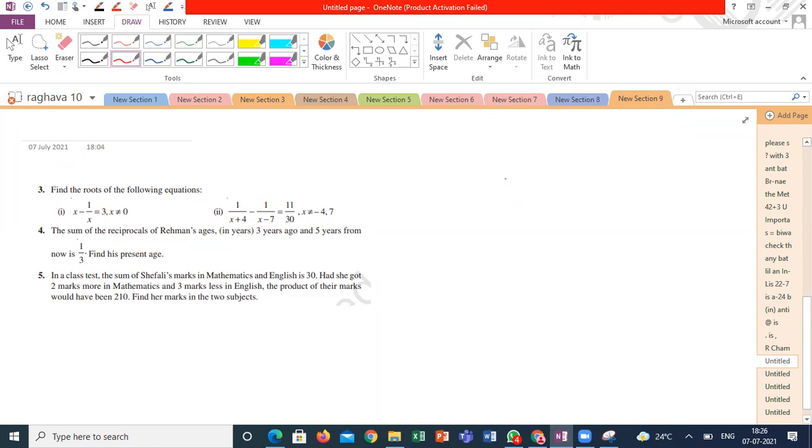In a class test, the sum of Shefali's marks in mathematics and English is 30. Had she got 2 marks more in mathematics and 3 marks less in English, the product of their marks would be 210. Find her marks in 2 subjects. How to do?